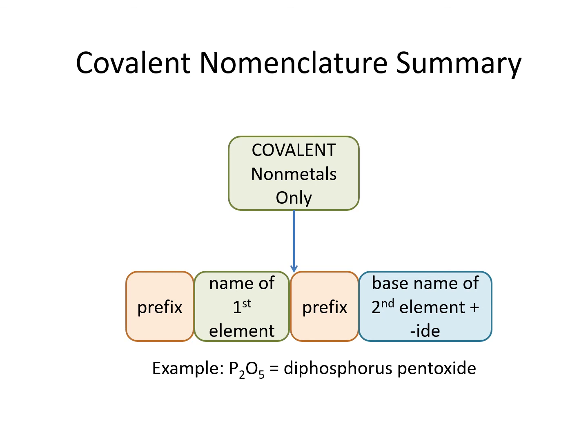In general, to name covalent compounds, we include the prefix for the first element, the name of the first element, the prefix for the second element, and the name of the second element with the -ide ending. Don't forget our two exceptions, when the second element is oxygen and when the first element has an understood subscript of 1. For example, P2O5 is diphosphorus pentoxide.